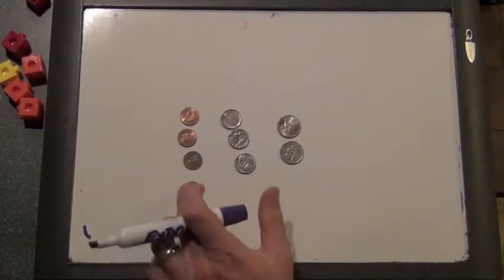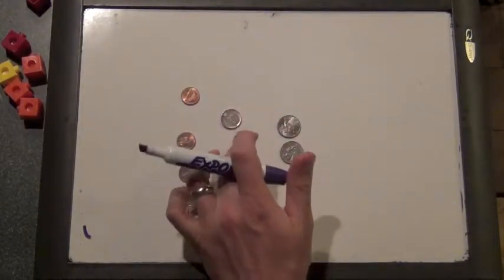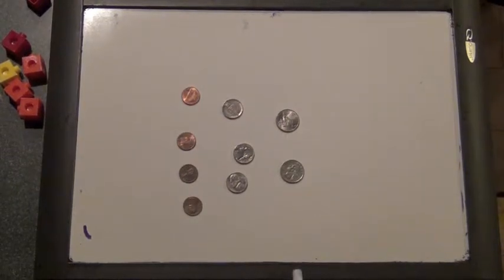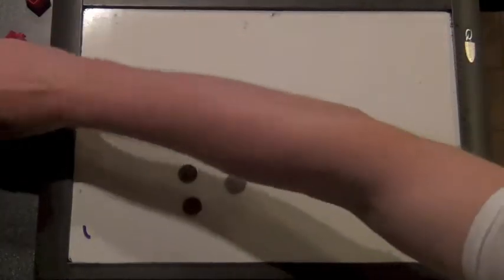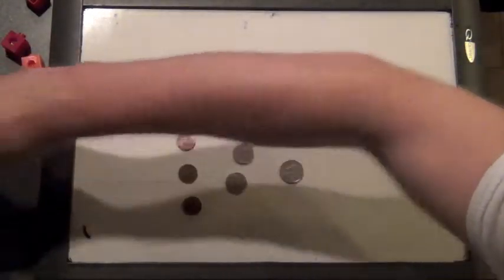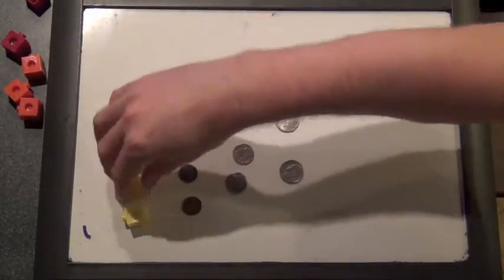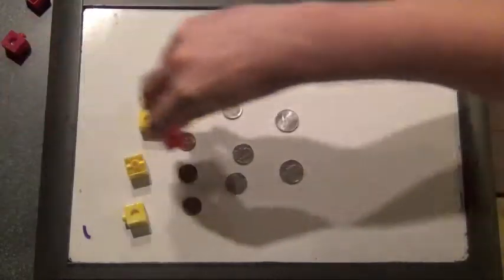Okay, now back to our original problem. We had 4 pennies, 3 nickels, and 2 quarters. How many different amounts of money can I make that use at least 1 coin? Well, this looks kind of like our snap cube problem, except in our snap cube problem, we could do 0 of anything.